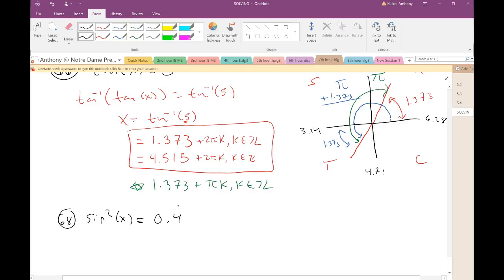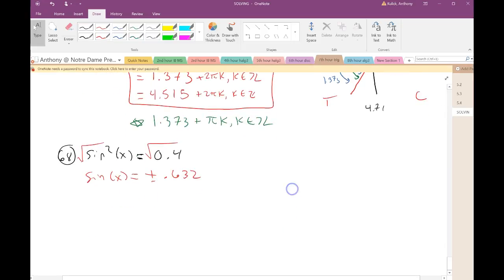And now our last one, sine squared x equals 0.4. First step should be, yes, Bella? Square root both sides. What do you got to remember when you do that, though? Yeah, plus or minus. And I remember from earlier that the square root of 0.4 was 0.632, I think. Now we can take sine inverse of both sides, but we have to do it as two separate problems. Oops. I forgot my x.